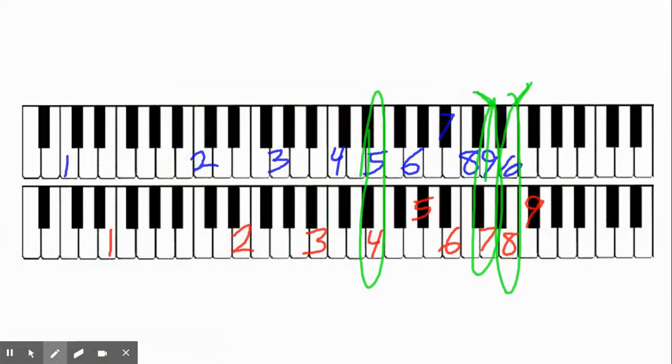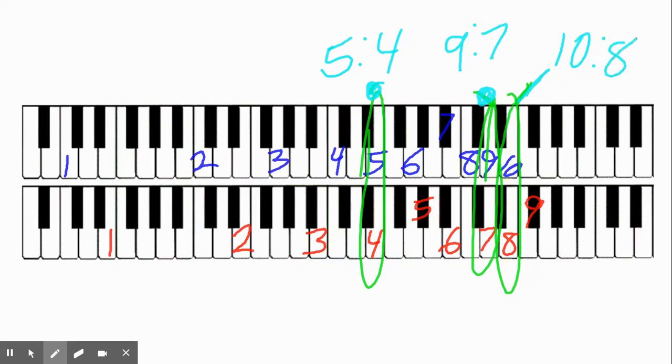But if we were to tune our major third at a pure point with a pure unison at this E, we would have a 5/4 major third. If we were to tune a unison here at this D, we would have a 9/7 major third. If we were to tune it with a unison at this E, we would have a 10/8 third.